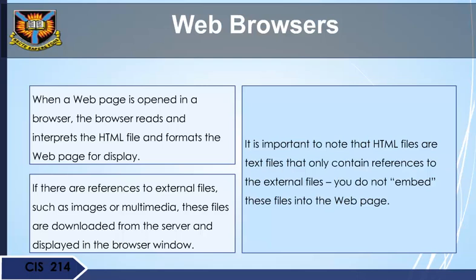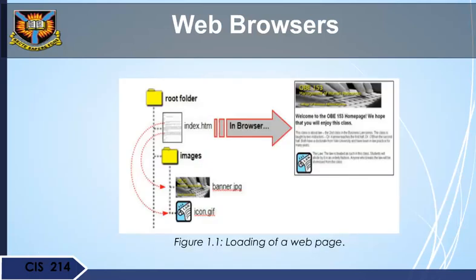When a web page is opened in a browser, the browser reads and interprets the HTML file and formats the web page for display. If there are references to external files, such as images or multimedia, these files are downloaded from the server and displayed in the browser window. It is important to note that HTML files are text files that only contain references to the external files. You do not embed these files into the web page. Figure 1.1 Loading of a web page.